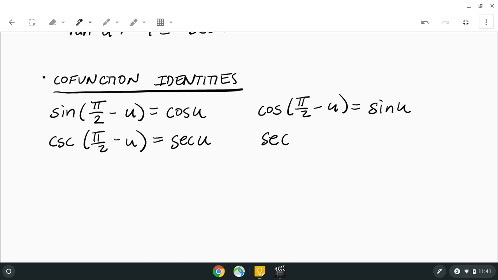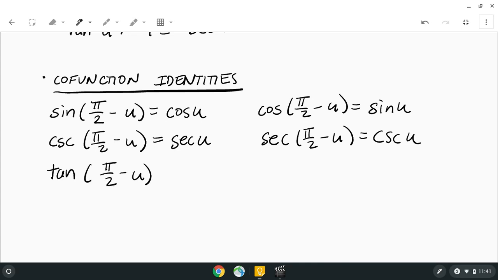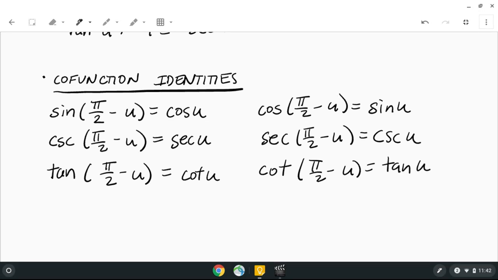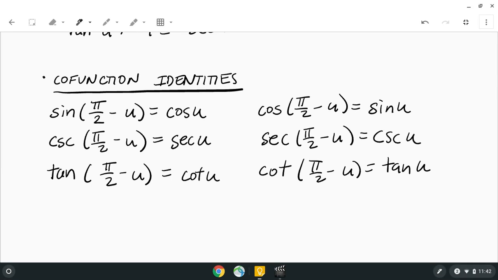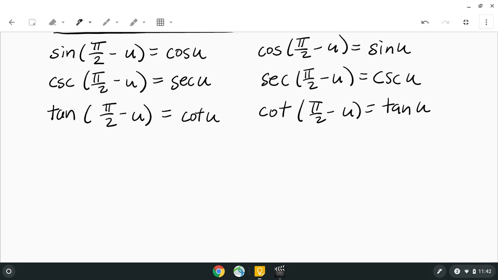Okay, secant of pi over 2 minus u equals cosecant u. And then tangent of pi over 2 minus u equals cotangent u. So cotangent of pi over 2 minus u equals tangent u. Okay, and then we have the ones for odd and even functions.